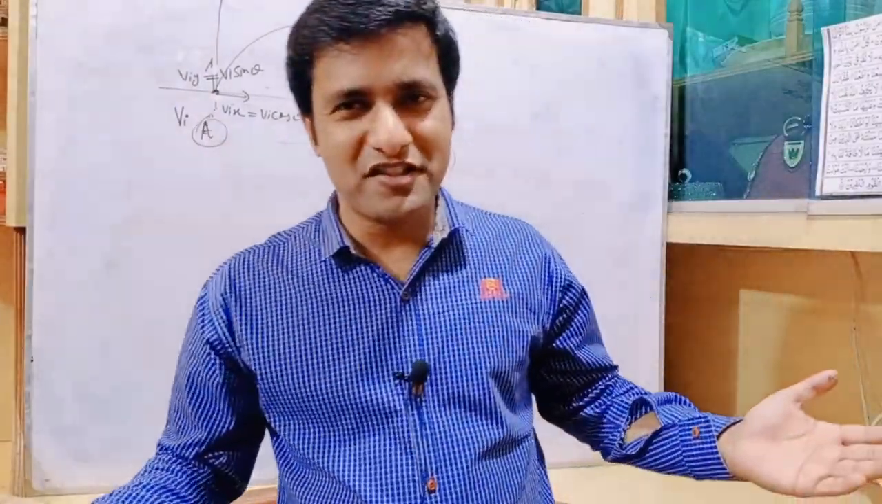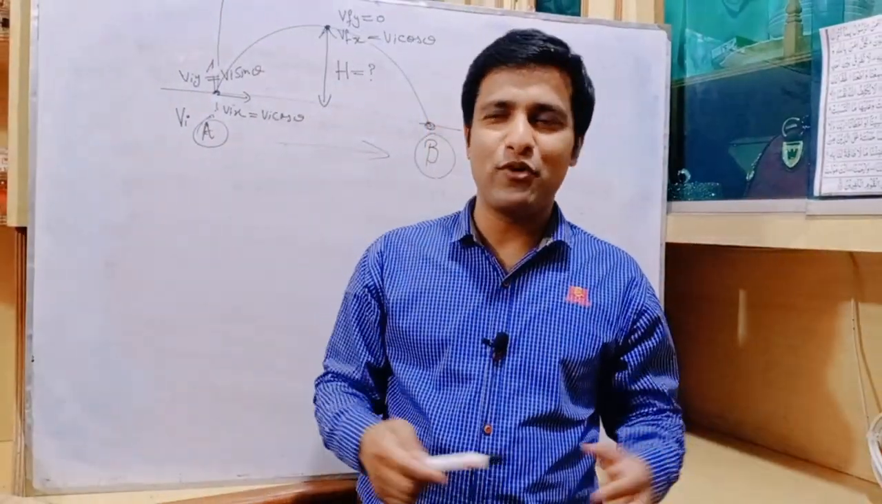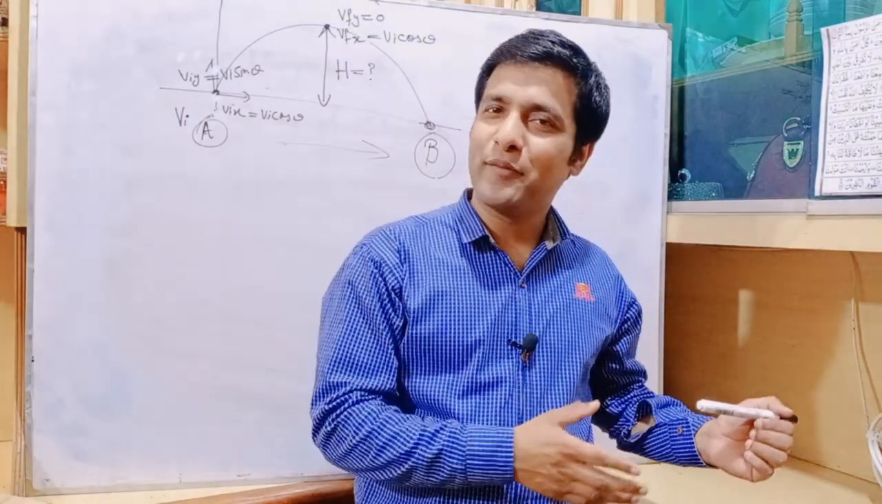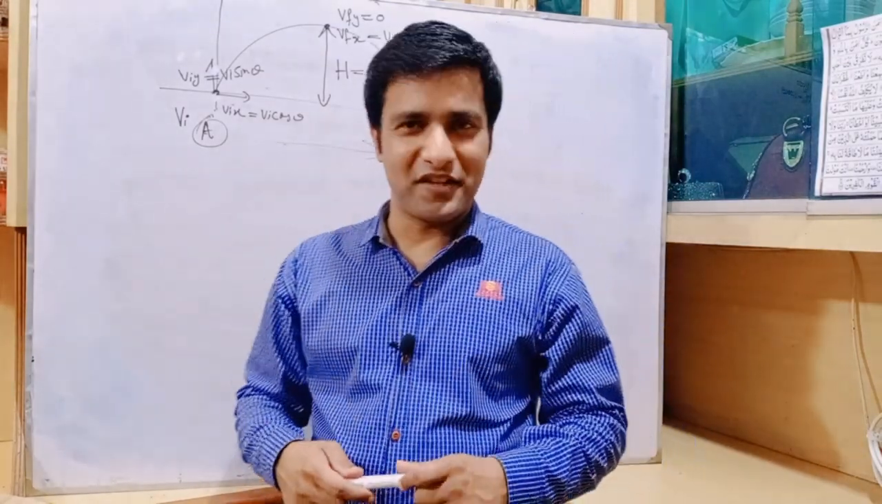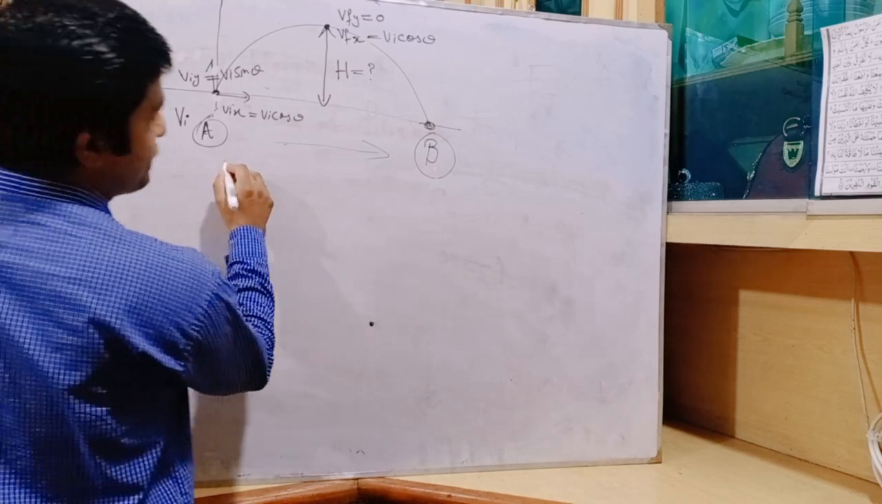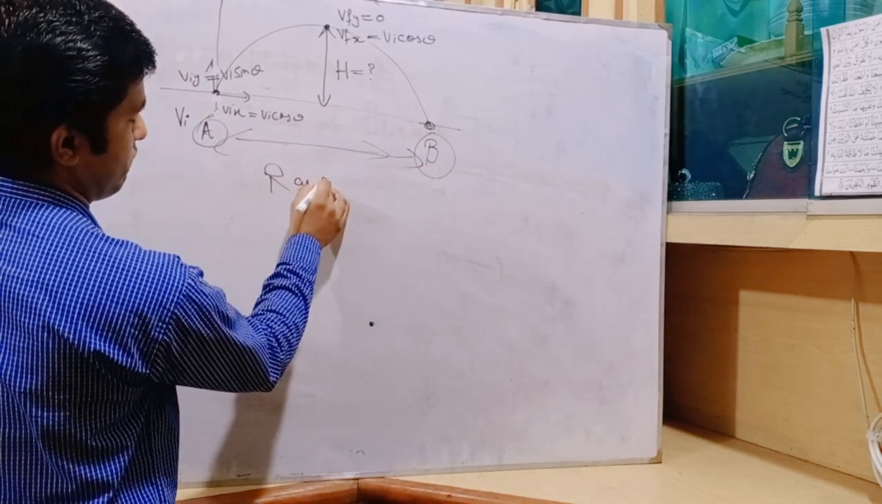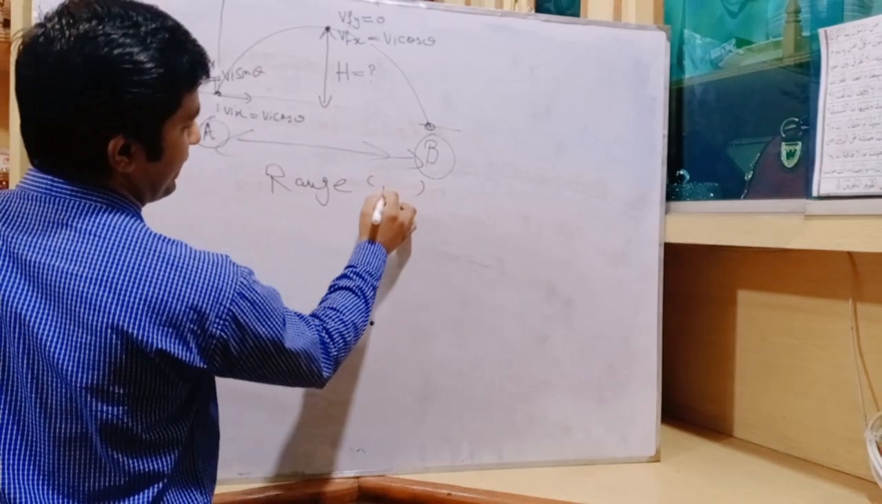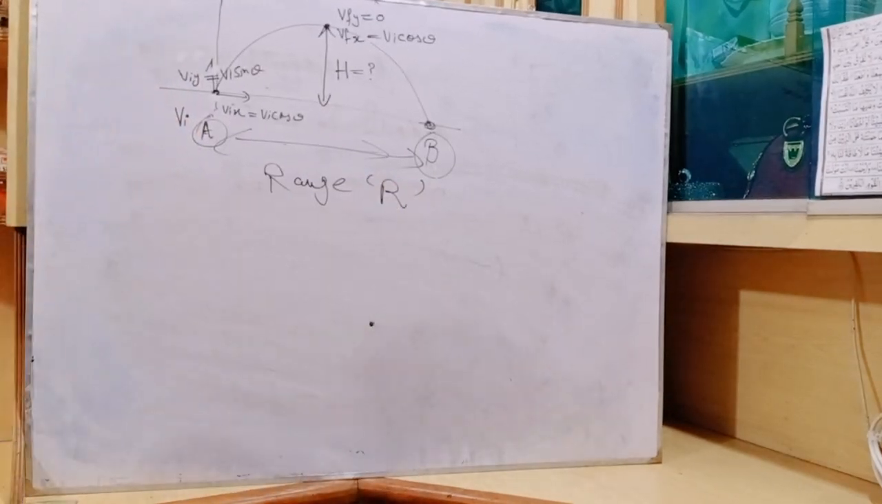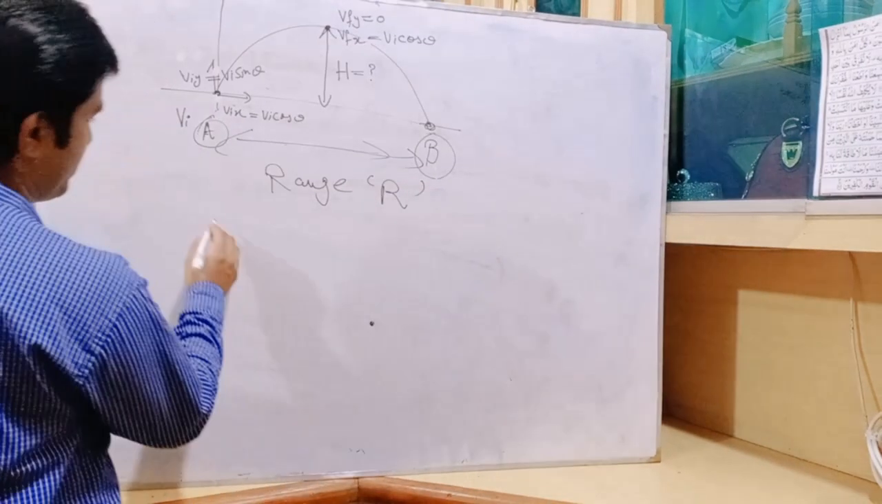What is range of projectile? Range of projectile is the maximum horizontal distance covered by a projectile. It's called range of projectile. It is denoted by R. So how to find this? We can apply the second equation of motion.